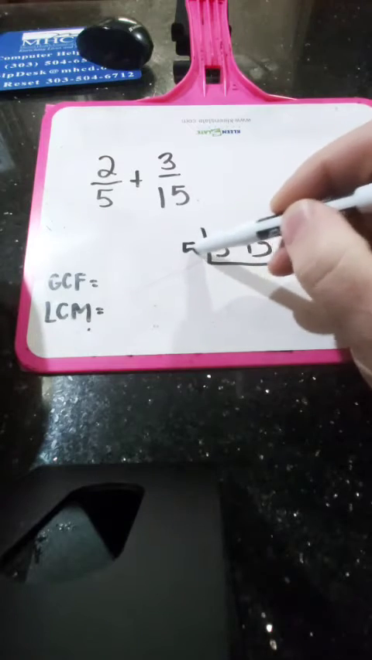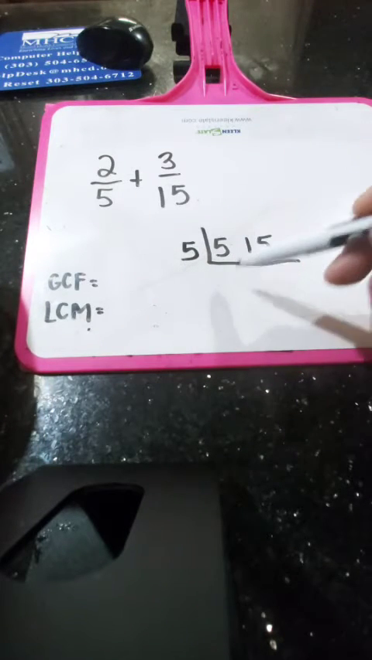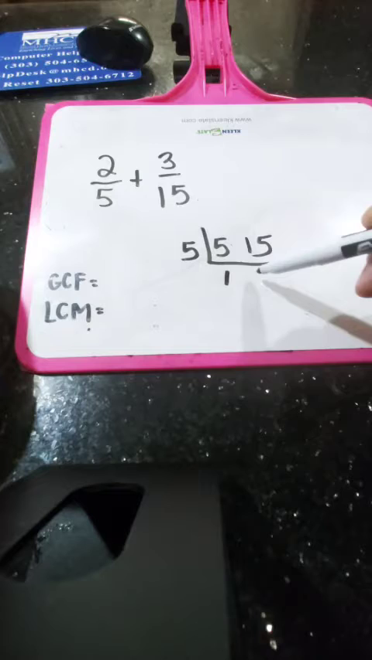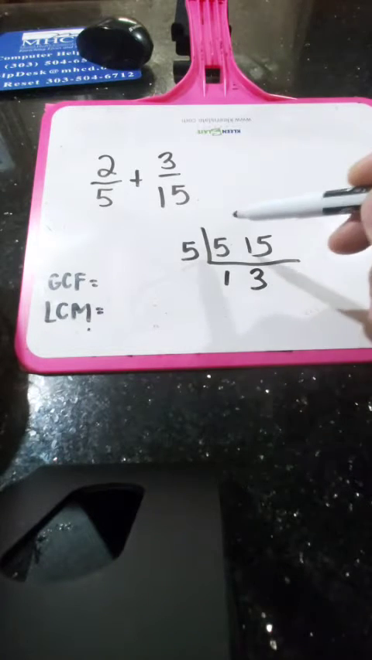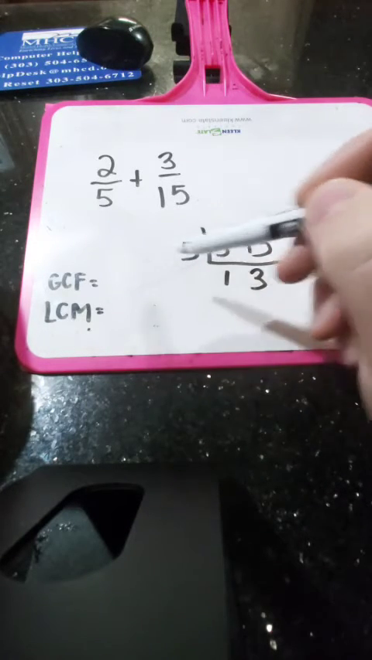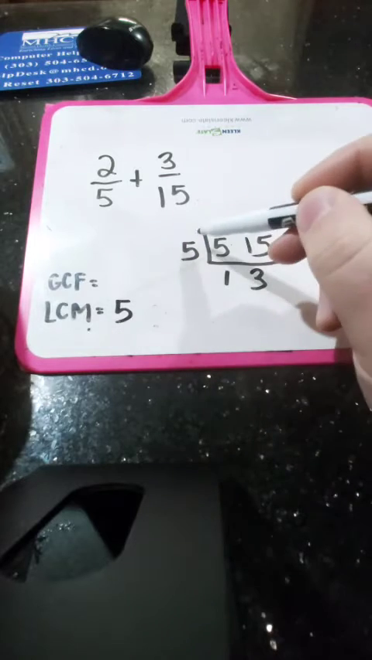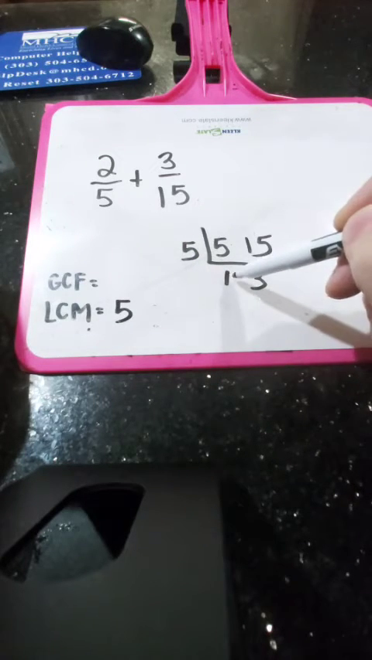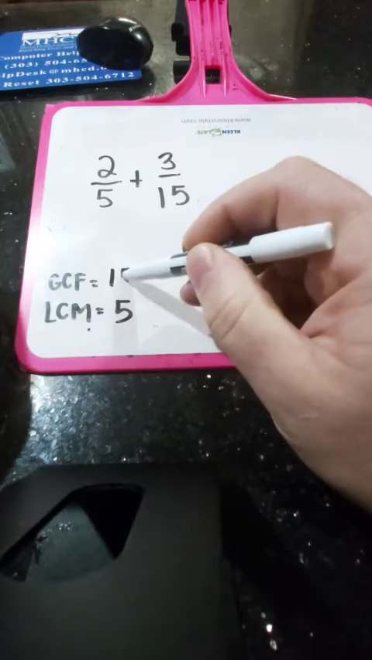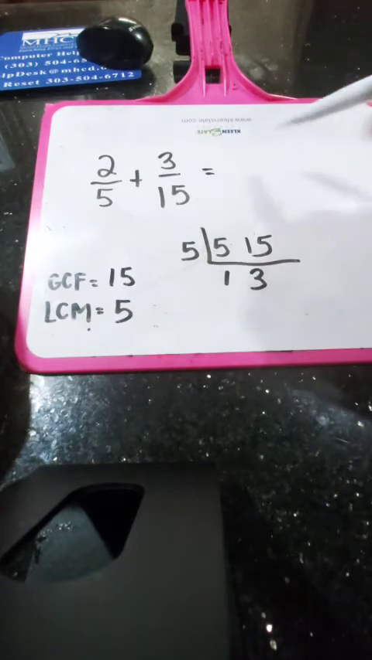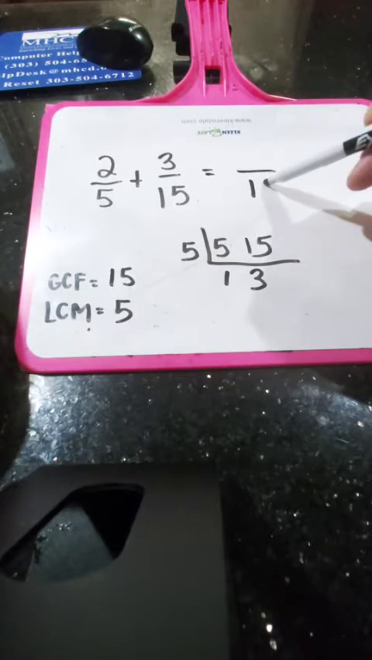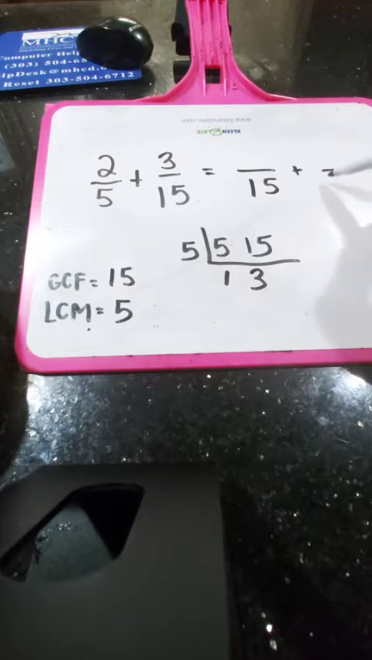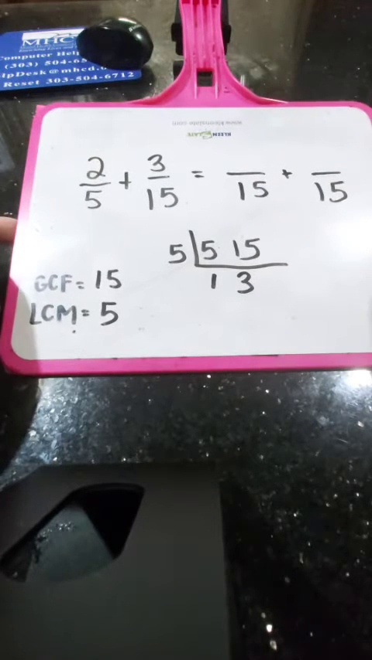That would be 5. So 5 divided by 5 is 1. 15 divided by 5 is 3. That means that our LCM is in fact 5 times 1 times 3, which is 15. All right. So that means that our two new equivalent fractions are going to both have denominators of 15.